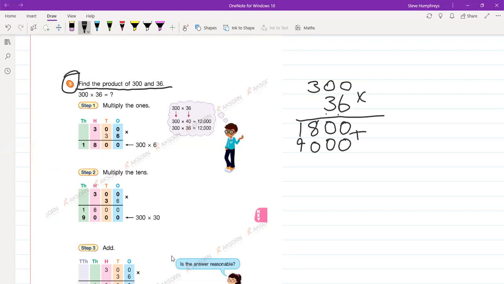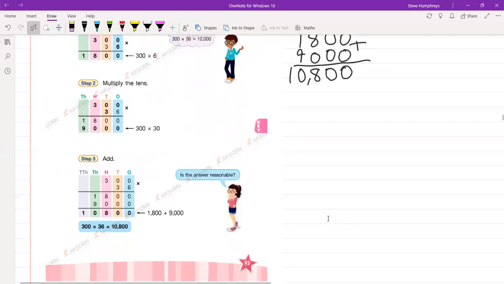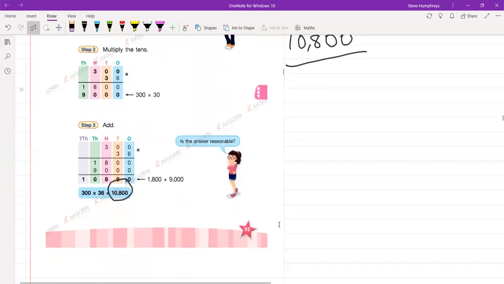Now we're going to add those together to get your answer. 0 plus 0 is 0. 0 plus 0 is 0. 8 plus 0 is 8. 9 plus 1 is 10. Answer, 10,800. Check that with the book. There's the answer, 10,800. So check your answers with the book and with my answers.